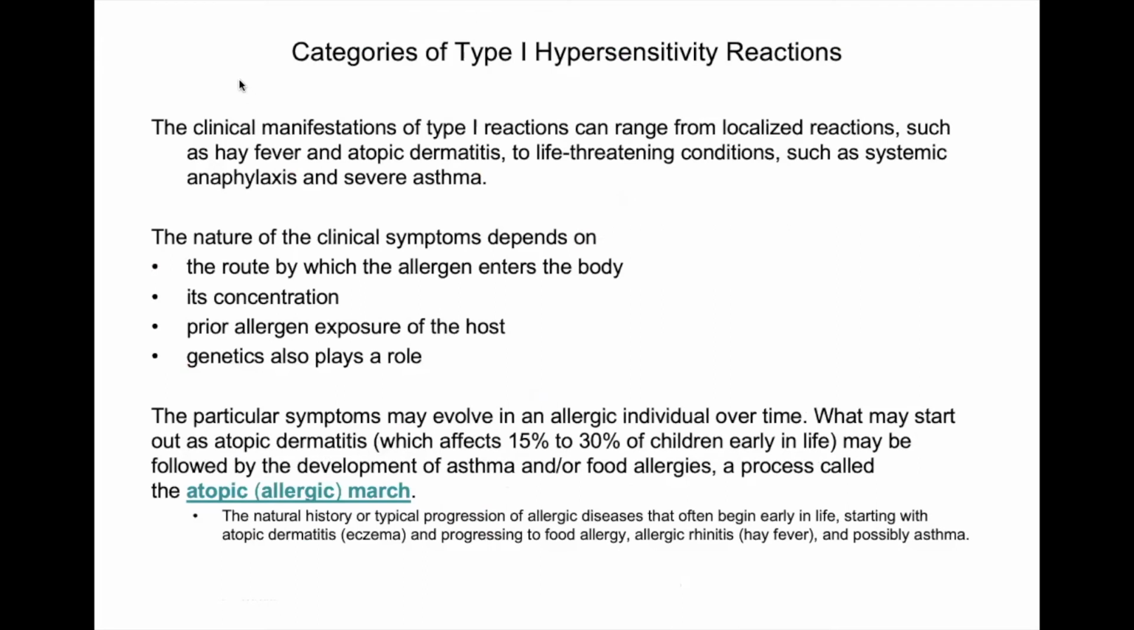So we want to keep in mind with type 1 responses, again, they can range anything from just a localized reaction, where we might get something like hay fever, atopic dermatitis, to something that's more severe, life-threatening, where we have anaphylaxis or severe asthma occurring. So they really do run a range of different responses. And again, what characterizes them is not necessarily their symptoms, but the fact that they're initiated by the IgEs activating mast cells and basophils.